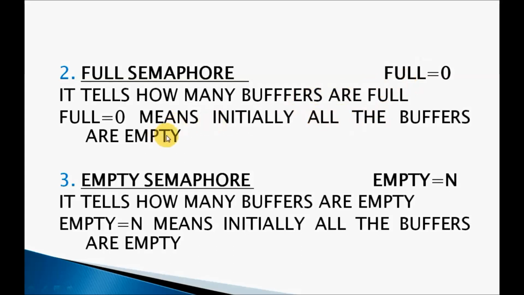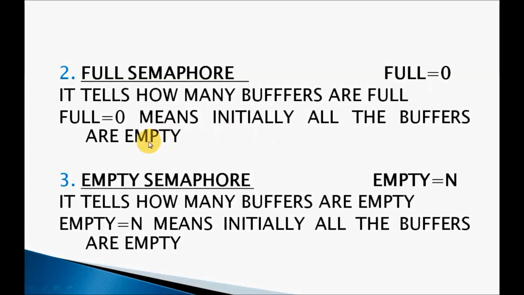Initially, all the buffers are empty. Right, guys? So, full tells how many buffers are full. If full is 1, that means only 1 slot is full. If full is 5, then 5 slots are full. But what if full is 0? It means initially all the buffers are empty.